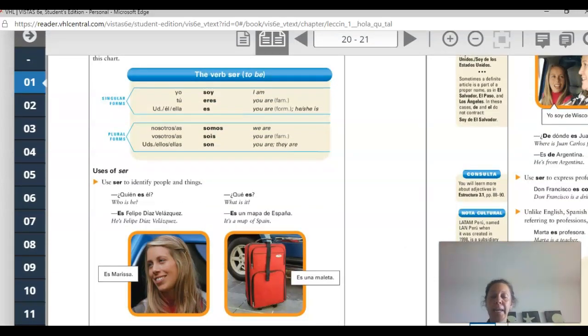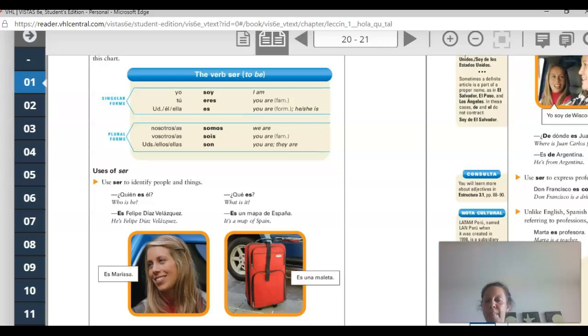Remember that in America Latina, we use ustedes, and in Spain, they use vosotros, okay? And what is the difference? Well, one is informal, one is formal, but we use it only in the singular form, okay? For example, tú eres, and then él es, usted es, okay?